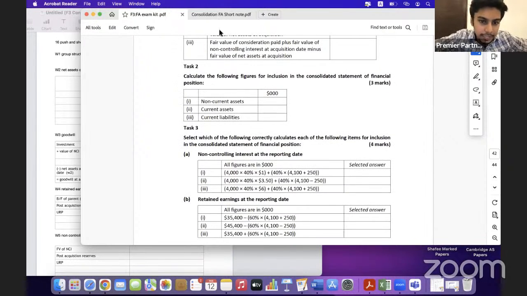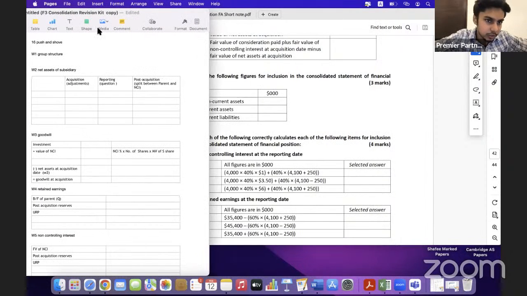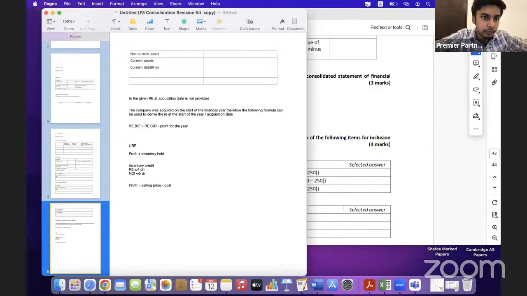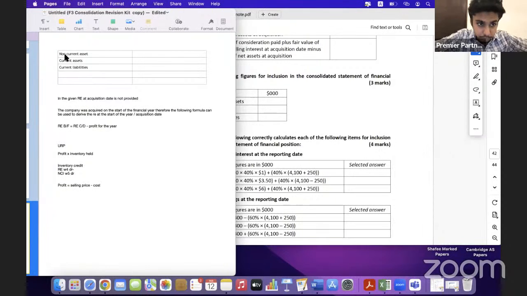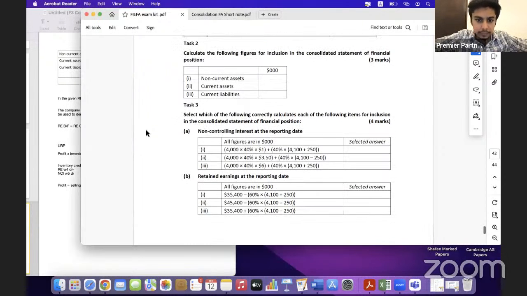Right, after that one, guys, they have asked what is the value of non-current assets. Okay, guys, by now you know how to calculate the value of non-current assets. So normally, guys, how do we calculate non-current assets? Let me go to the next page. So non-current assets means, guys, how it will be? It will be like this. Parent plus subsidiary. Current assets, how to get the answer? Parent plus subsidiary. Current liability, how to get the answer? Parent plus subsidiary. Okay, that part is done.